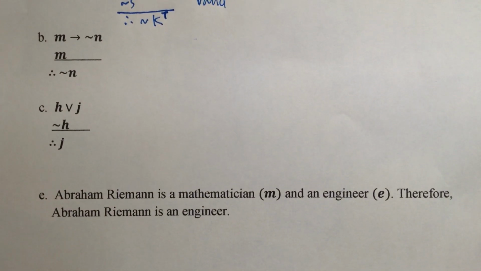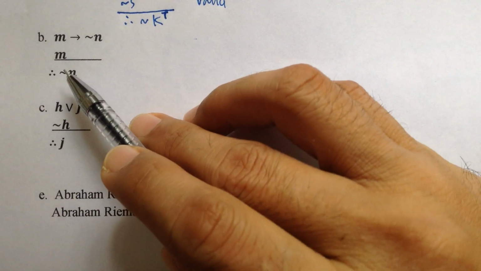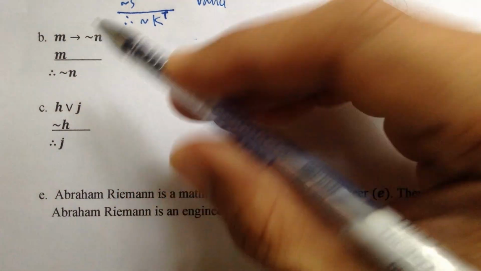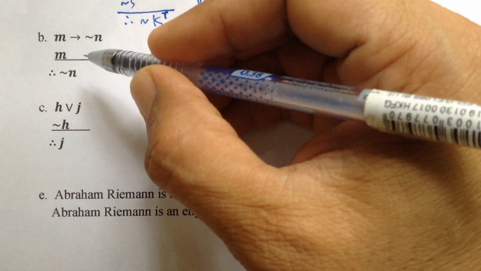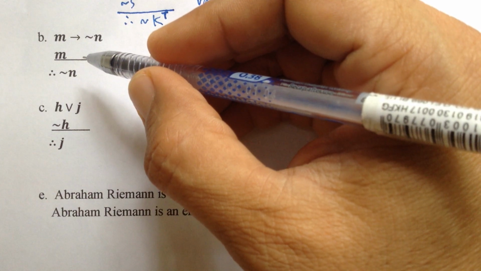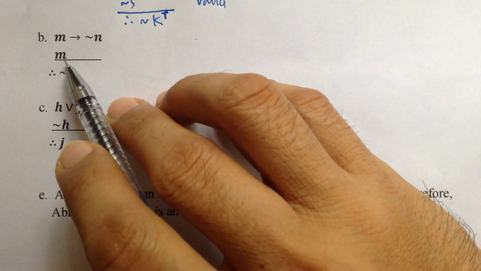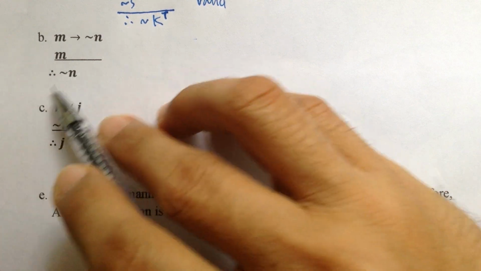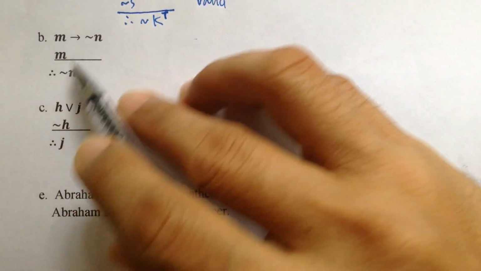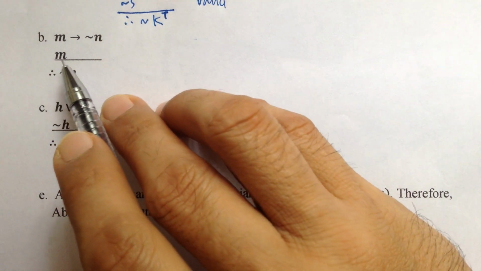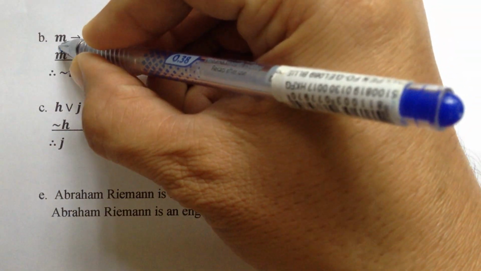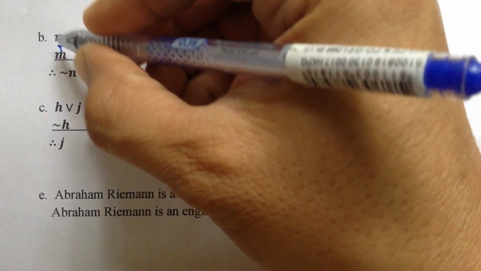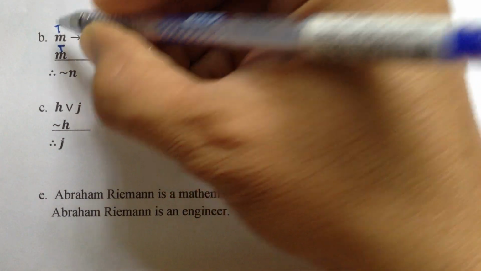Okay, letter B. What about letter B? By the way, this method works especially if you have a premise that contains only a single variable. Okay? So M, being a premise, is true. That means that M here is true.